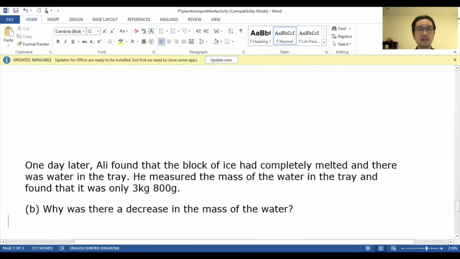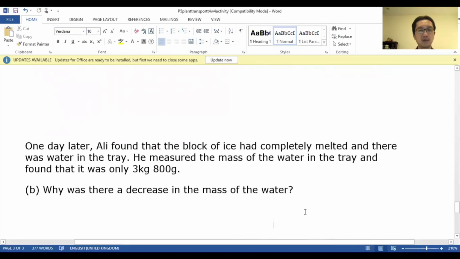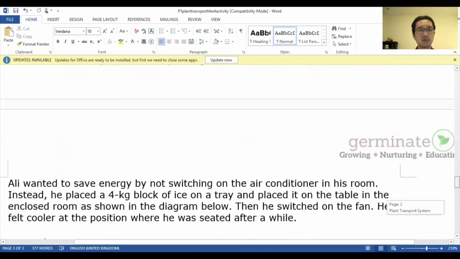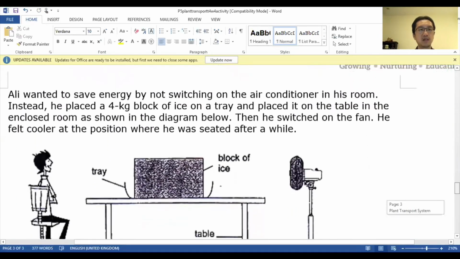One day later, Ali found that the block of ice had completely melted and there was water in the tray. He measured the mass of the water in the tray and found that it was only 3 kilograms and 800 grams. So why was there a decrease in the mass of the water? That is what we are going to find out in a short while. But now we have finished reading through the question.